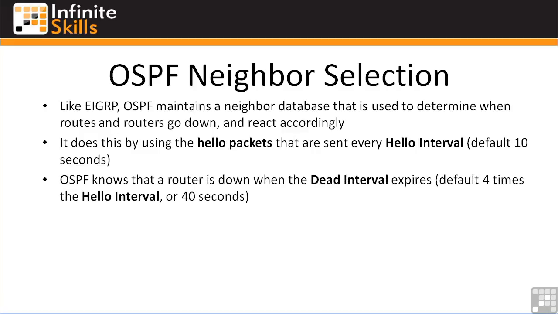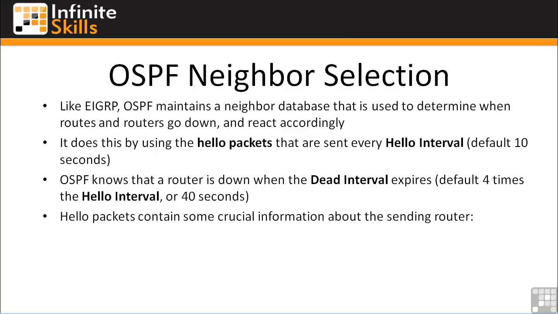OSPF knows that a router is down when the dead interval expires. Now, the dead interval defaults to 4 times the hello interval, or 40 seconds. So essentially, if I am an OSPF router and I have not heard a hello packet from one of my neighbors in 40 seconds, then I know that guy's probably down. He's missed 4 hello packets in a row, and so therefore I'm just going to mark him as being dead. I'm going to recalculate my local link state database and route around this failure.